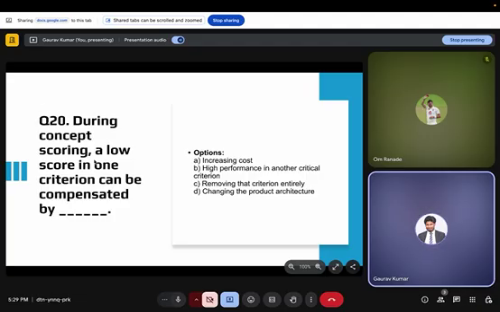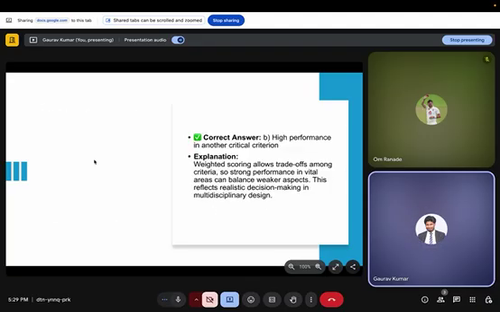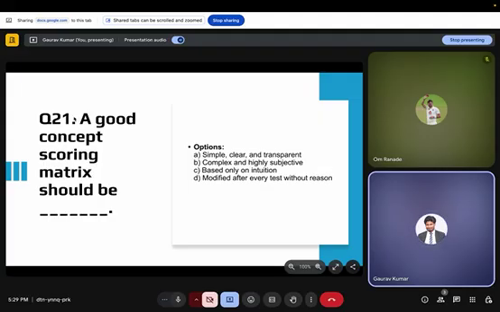Okay, now moving next. So B is the right answer. Now the next one: a good concept scoring matrix should be an effective scoring matrix. It must communicate unambiguously, and it must be straightforward in structure so that all team members can interpret criteria, weight and rating consistently. Clarity promotes confidence in the process and makes subsequent review or audit traceable.